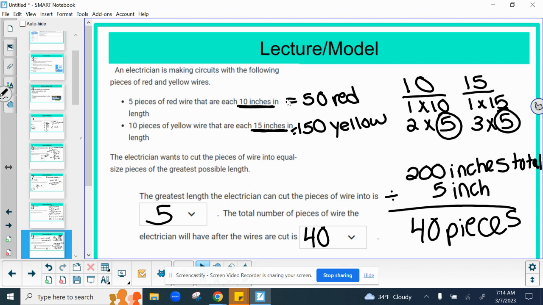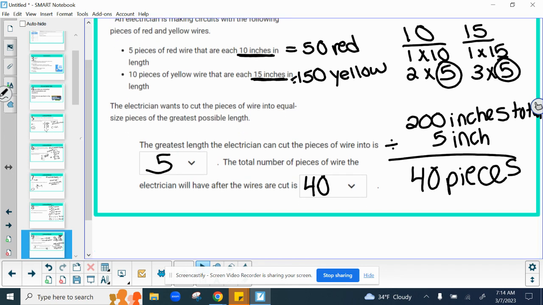Again, we found the greatest common factor of the lengths of the wires to figure out how many inches we can cut the pieces into. Then we found the total number of inches of wire we have, divided that by the number of inches we're cutting, and got the number of pieces. All right, let's move forward.